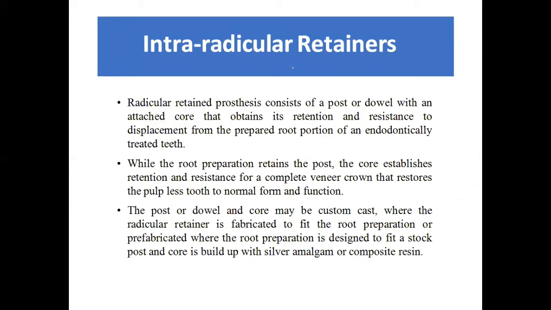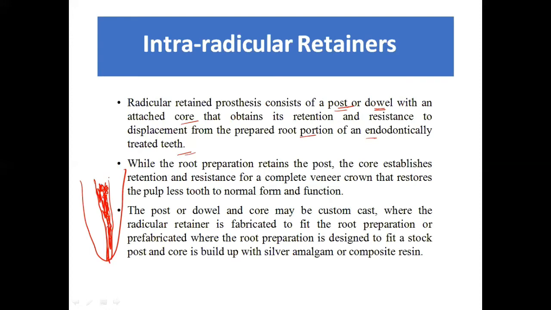Then come to intra-radicular retainers. Radicular retained prosthesis consists of post or dowel with an attached core that obtains its retention and resistance to displacement from the prepared root portion of an endodontically treated tooth. Suppose this is an endodontically treated root, then this is your root canal system. In the root canal system, when we are completing the root canal, it is full of obturating material, that is gutta-percha or any other kind of material with the sealer.